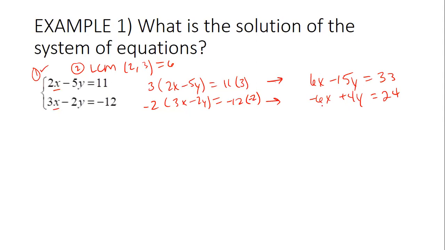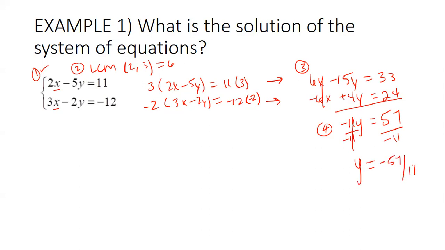And now what eliminates? So step 3, we eliminate, and we're left with what? Negative 11y equals 57. All right, step 4 is to solve for your variable. Can I solve for my variable? What do I need to do to get y by itself? Divide by negative 11. So what is y? Negative 57 elevenths.